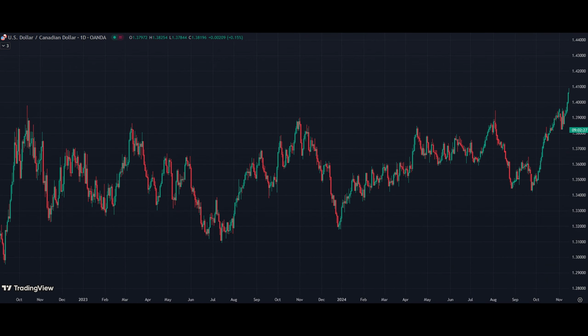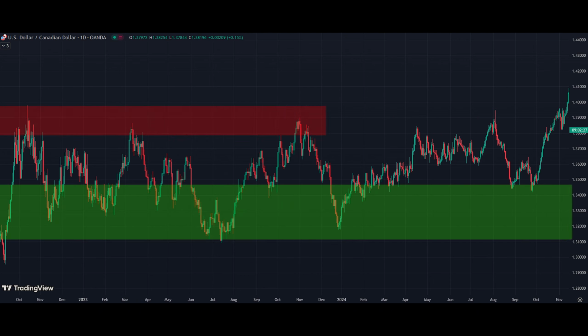Let's take a look at a real example on the US dollar to Canadian dollar chart. We can mark these points as the support level and this as a resistance level. These levels form as a result of traders' memory and expectations. For example, when the price falls to a previous low, support, traders may see it as a buying opportunity. When the price rises to a previous high, resistance, traders may fear a reversal and begin to sell.